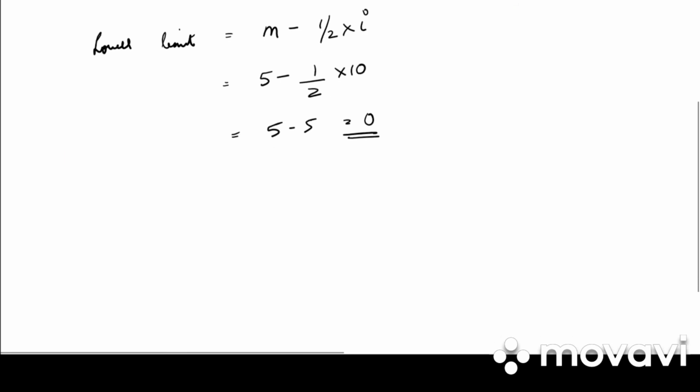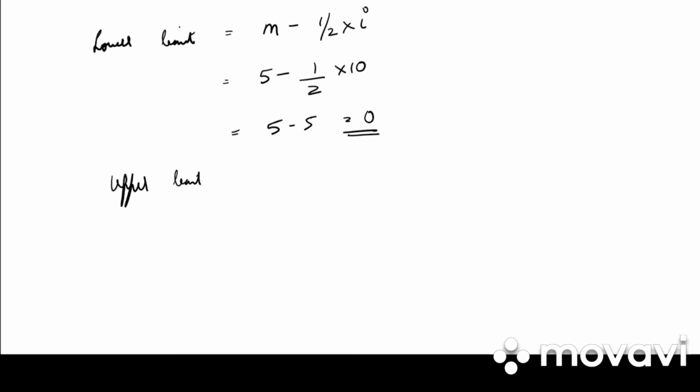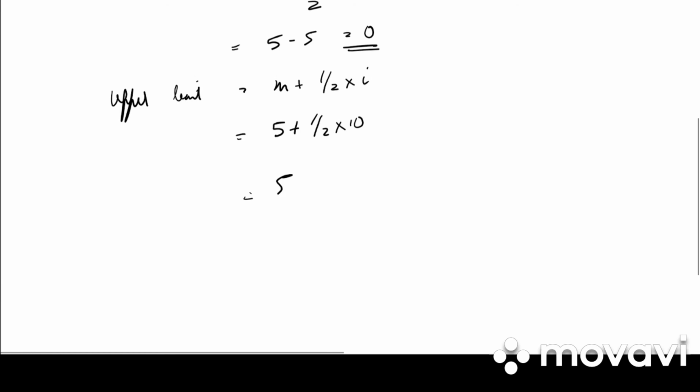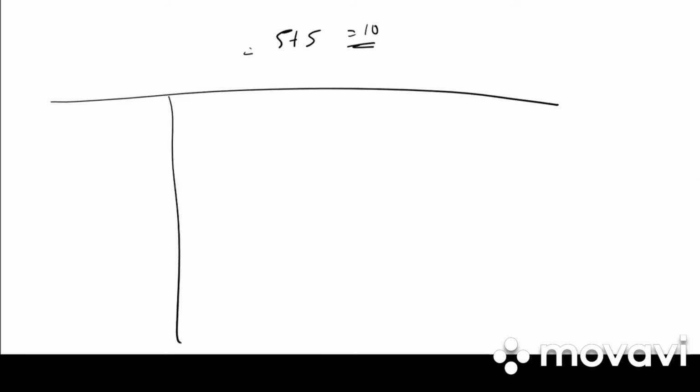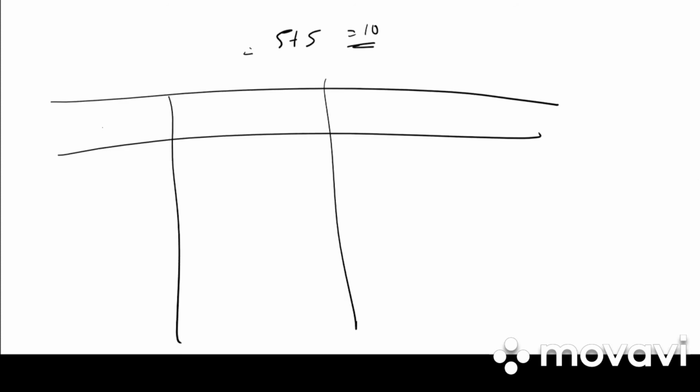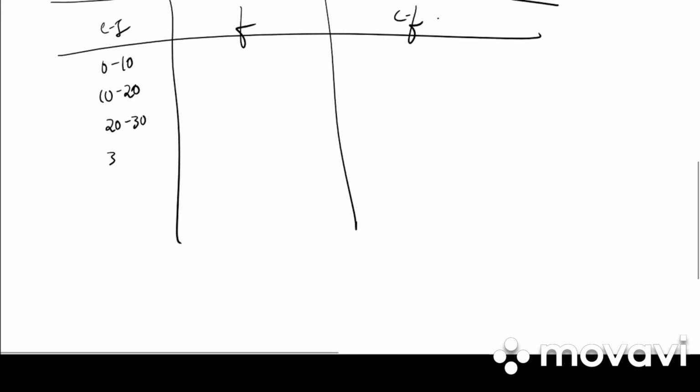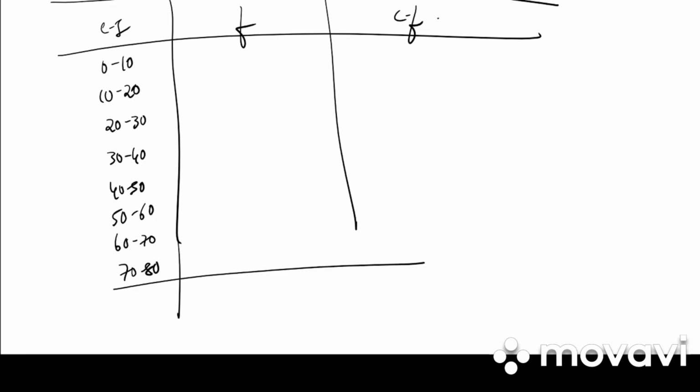So first lower limit is 0. What will be the upper limit? It is M plus half into I. 5 plus half into 10. 5 plus 5, 10. So the first class interval upper limit is 10 and lower limit is 0. So how can we obtain the remaining class intervals? Class interval, frequency, cumulative frequency: 0 to 10, 10 to 20, 20 to 30, 30 to 40, 40 to 50, 50 to 60, 60 to 70, 70 to 80.